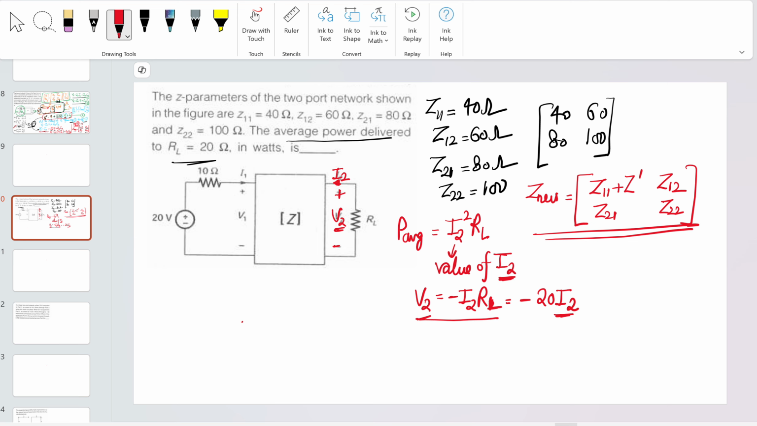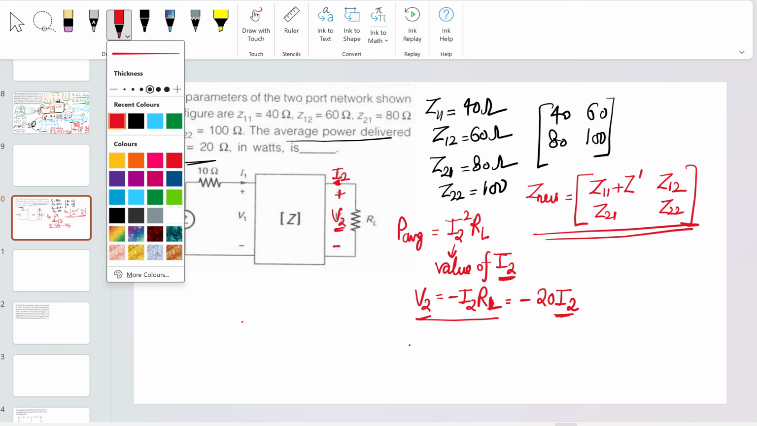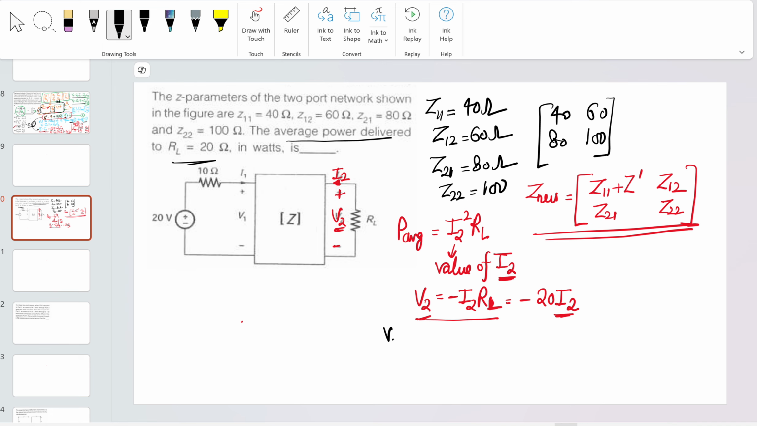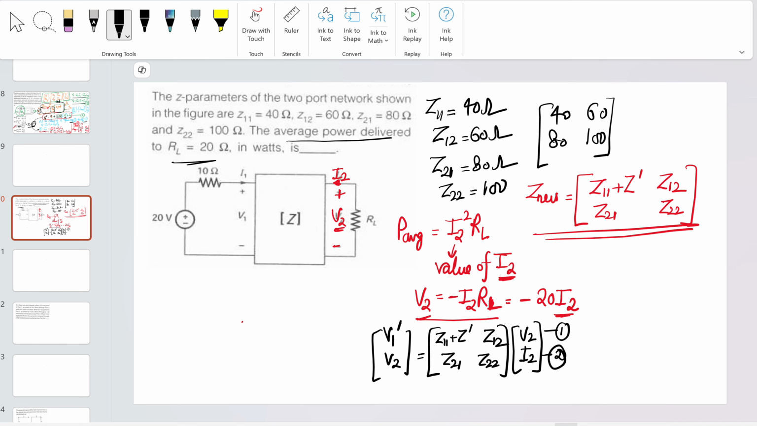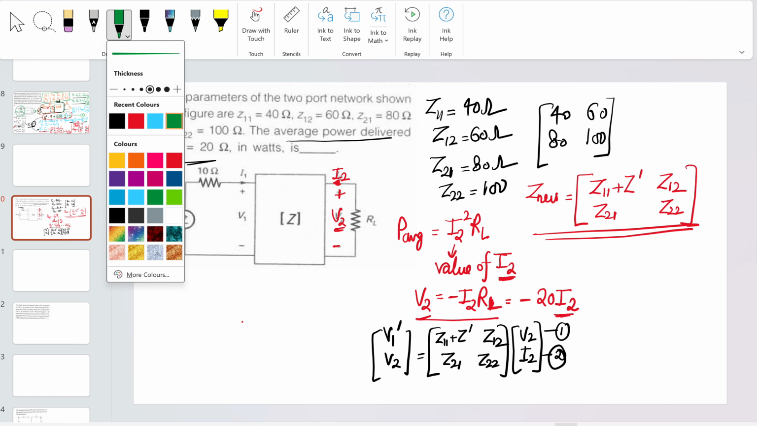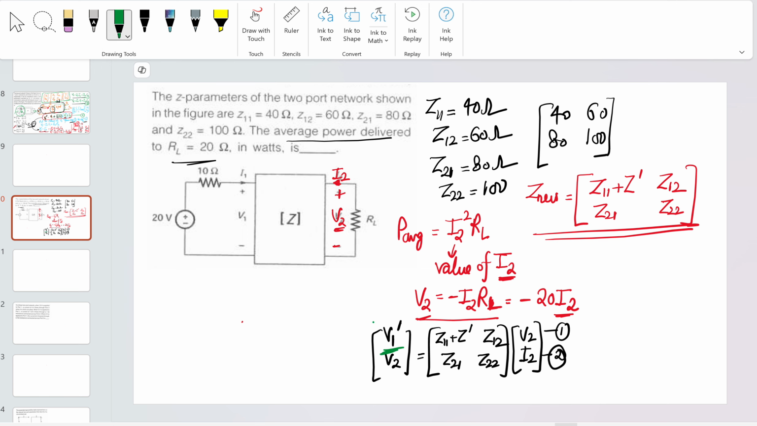What is the value of Z new? From the last problem, V1 dash and V2 are equal to the matrix Z11 plus Z dash, Z12, Z21, Z22 times I1 and I2. Here you will get two equations. Let me solve it. What is the value of V1 dash? V1 dash is already given as 20 volt.